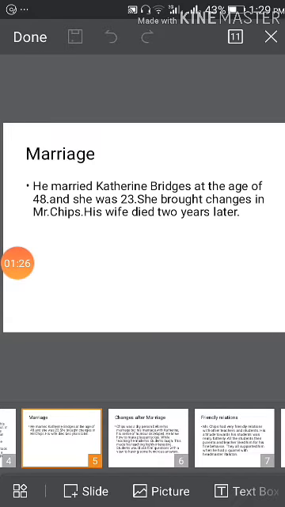So Catherine Bridges was a kind lady. She brought changes in Mr. Chips' behavior and his teaching and his behavior with staff and students. Before that, Mr. Chips was a very hard traditionalist, and after the marriage with Catherine, he became lenient, normal, and least strict. He became funny. He tried to tell jokes to students, and he became a favorite teacher because of the motivation of Catherine Bridges. But after 2 years of married life, she died during childbirth.